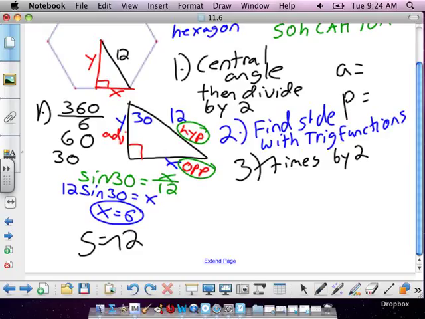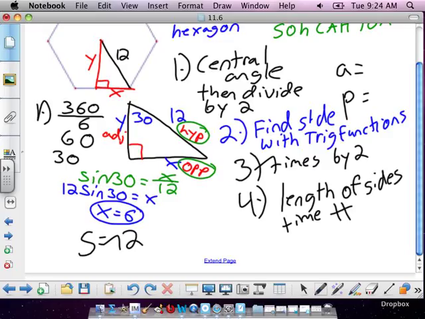Step number 4: side length of sides times number of sides is perimeter. Okay, so what's my perimeter? 12 times what? How many sides does a hexagon have? 6. So my perimeter is 72.